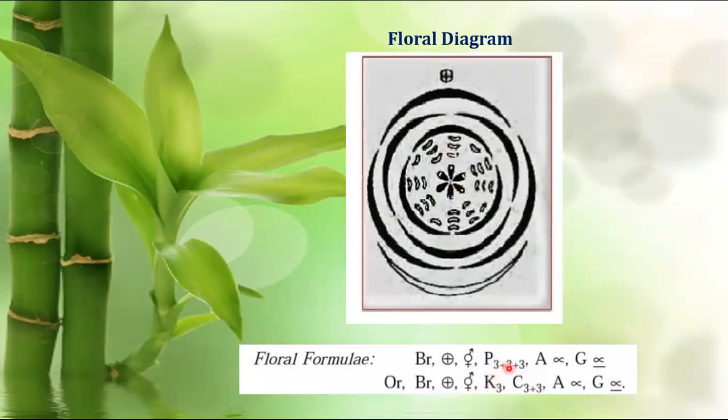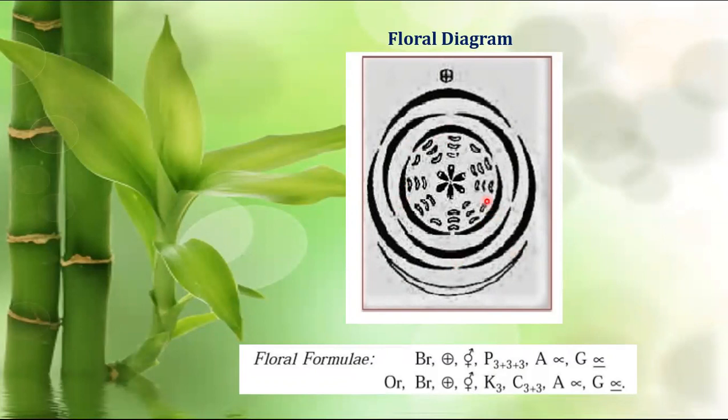P indicates perianth. When we say perianth, the calyx and corolla are not differentiated. Here 3 plus 3 plus 3, that means the outer side 3, then inner side 3, and again inner side 3. When calyx and corolla are differentiated, at that time K3, that means there are sepals 1, 2 and 3, while corolla 1, 2, 3, again inside 1, 2 and 3.